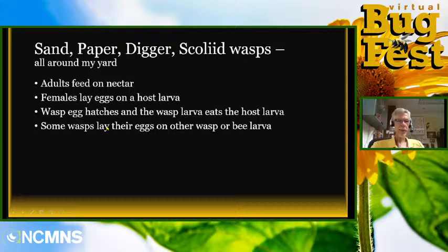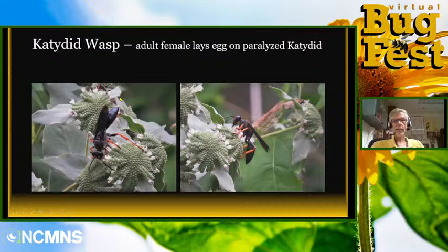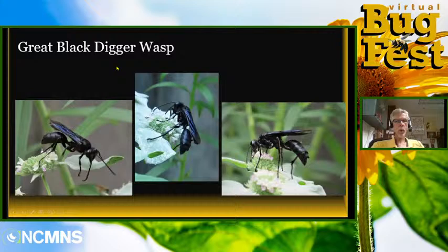So let's look at a variety of species here. This is a katydid wasp. So pretty obvious why it's called that: it lays its eggs on a paralyzed katydid. It's a black one with orange legs. And here it is on mountain mint again. I do not have a big patch of mountain mint, but it is what I would call a quality patch of mountain mint. So many things have come through in just the last couple months. And then here's a great black digger wasp. They will feed on katydid as well as cricket or grasshopper, enjoying some mountain mint.